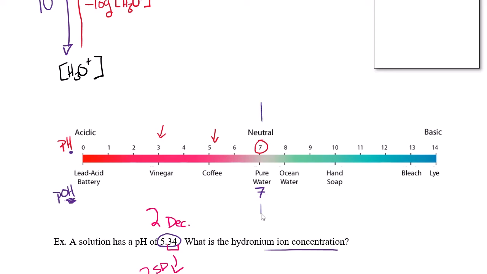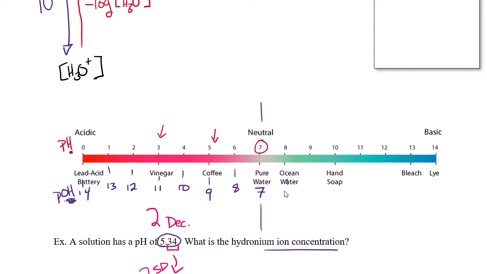Neutral's in the same spot. Neutral's still at a pH and a pOH of 7, but a pH of 6 would correspond to a pOH of 8. 5 in the pH would be 9, right? And we're going to count backwards here until we get to a battery. If it's got a pH of 0, it would have a pOH of 14. And we can keep counting the other way here.